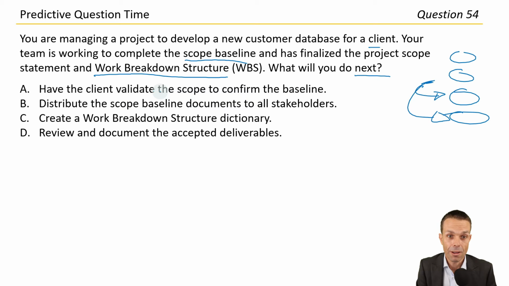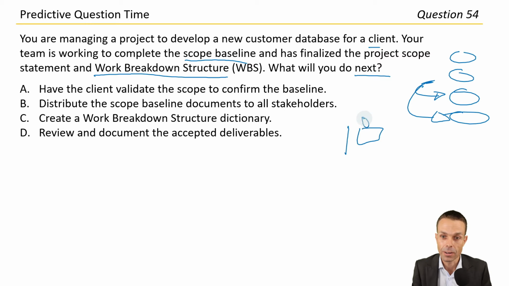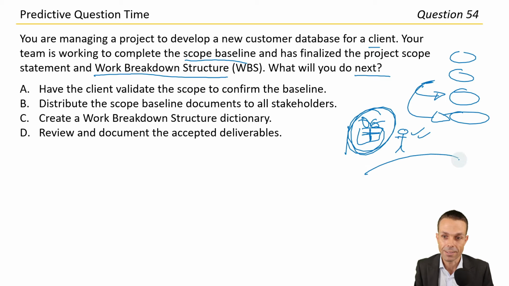Have the client validate the scope to confirm the baseline. What is validating the scope? That's once the scope has been delivered in a nice little package here. This is my present, a nice little product being delivered, and the project sponsor usually says, yes, this is exactly what I wanted. It passes all the quality, and they validate it. They accept the deliverables. So that's all the way at the end when we're accepting the deliverables. So that's a no for now on that one.